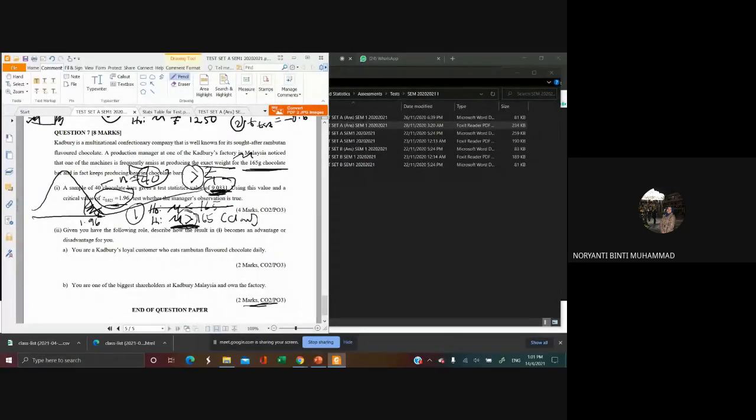Maksudnya kalau you customer, you memang akan it will be advantage untuk you lah. You bayar dengan harga sikit tapi you dapat lebih. Tapi yang B, kalau you owner of the chocolate factory, you kena beli banyak factory cost tu, material cost untuk buat coklat tu, tapi profit yang you dapat sikit sebab machine tu rosak kan, dia bagi coklat tu lebih ke you. Alright? Alright, so any question for this one?